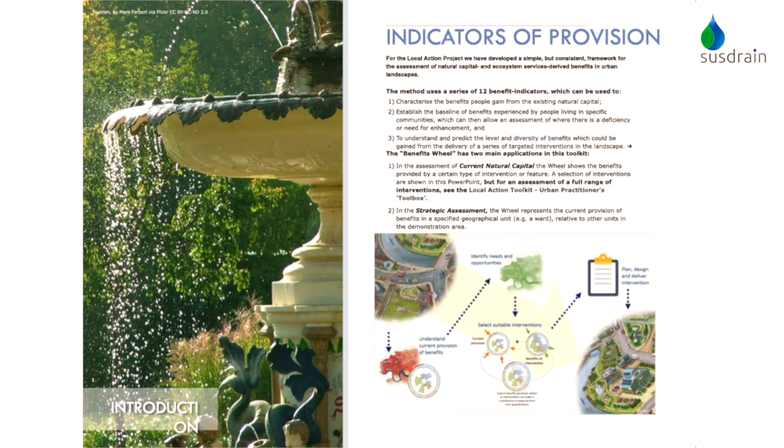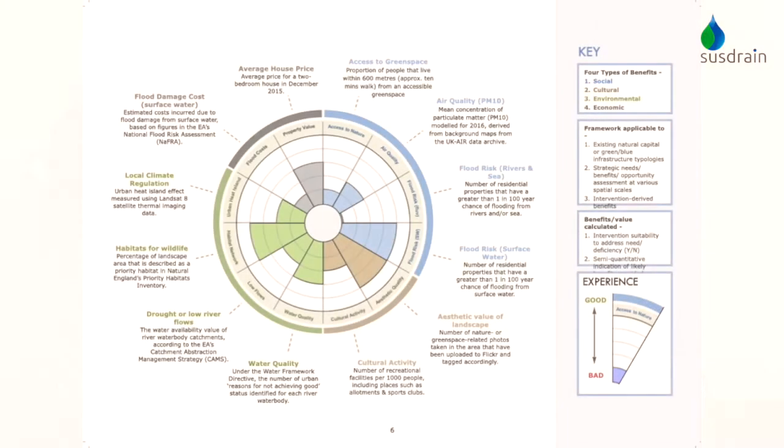So here is the, I can't see that properly, so I'll point up here. This is the benefits wheel. Basically you have effectively four sectors: social, cultural, environmental and economic. In each of those sectors you have things like air quality and flood risk indicators. So, for example, flood risk indicators are about the number of residents that have a greater than 1 in 100 chance of flooding. Bad is in the middle, good is high. So it's very pictorial.